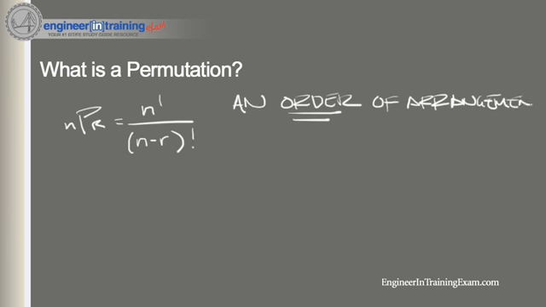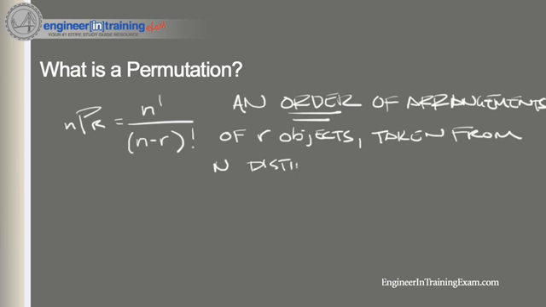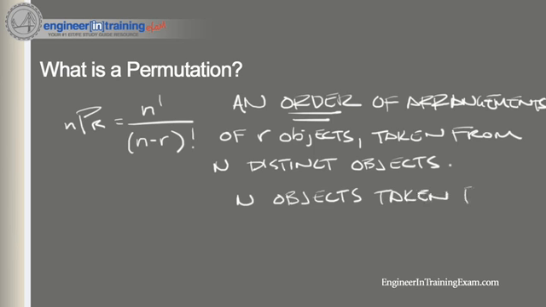sorry, running out of room here. An order of arrangements of r objects selected or taken from n distinct objects is called a permutation of n objects taken r at a time.